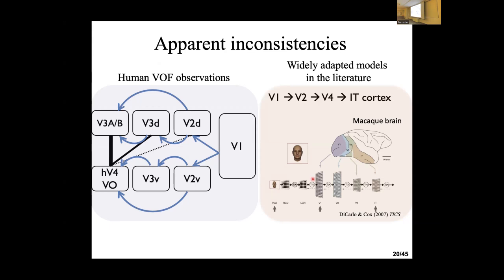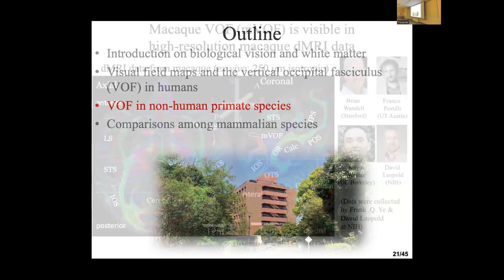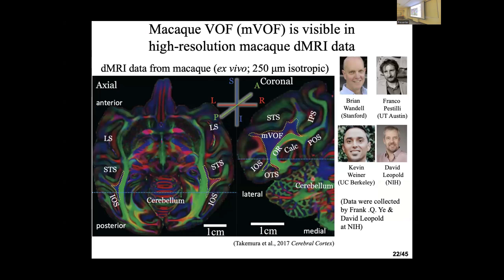Because as I remember, Karl Zilles often told me that Brodmann really emphasized comparative study, because looking at one species you can make some concrete observations, but comparison across species gives you deeper understanding. So let's get to that. The first thing we did: we had a chance to collaborate with a couple of macaque monkey groups. This is data that David Leopold and Frank Ye at NIH generously provided us.